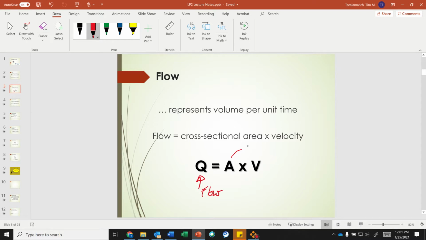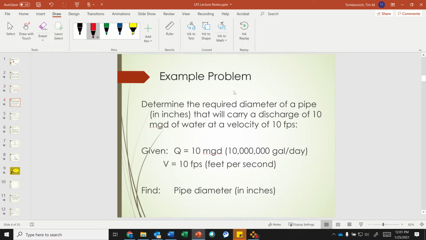Okay, area is in square feet. Velocity is typically in feet per second. Therefore, if you take feet squared times feet per second, I get cubic feet per second. And then there's unit conversions to go to gallons per minute, etc. Okay. So let's do an example problem.